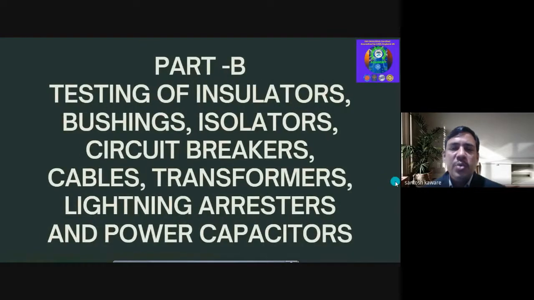Now in the part B, there is a scope for the testing of equipments like insulators, bushings, isolators, circuit breakers, cables, transformers, lightning arresters, and power capacitors. Means whatever we require at the HV level, all these equipments we have to test as per the IS or IEC standards.